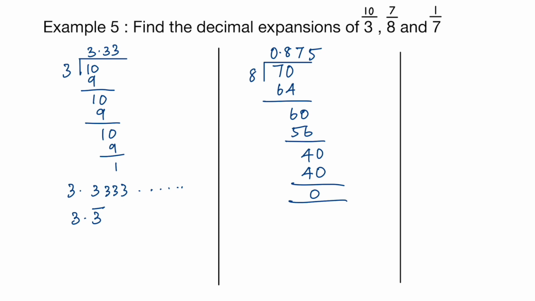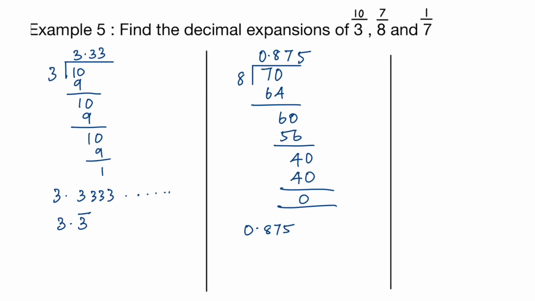So the decimal expansion for 7 divided by 8 is 0.875. Now we'll keep this aside. So this has an ending. In the previous example we saw it was 3.3333, it goes on, and that we represented as 3.3 bar. But in this example it has only 3 decimal places and it has ended. 0.875 is the value. Now we are moving to the third fraction.